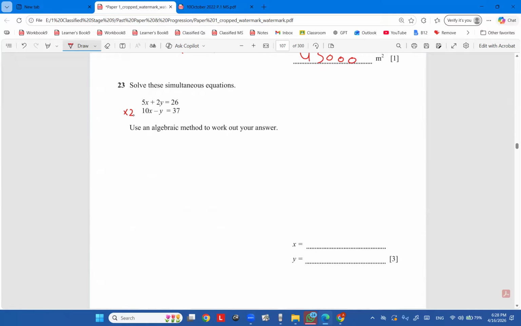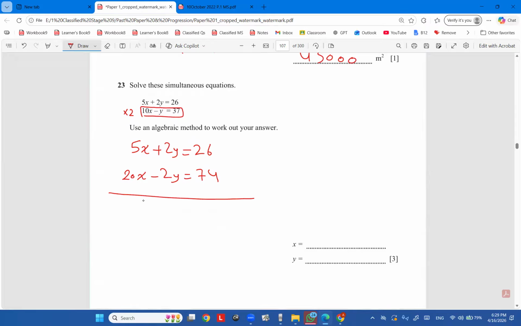I'm going to choose to start with eliminating the y first. So I'm going to multiply the second equation, all of it, by 2. So the first equation remains the same, 5x plus 2y equals 26. And the second equation changes to become 20x minus 2y equals 74. Multiply the whole equation by 2.